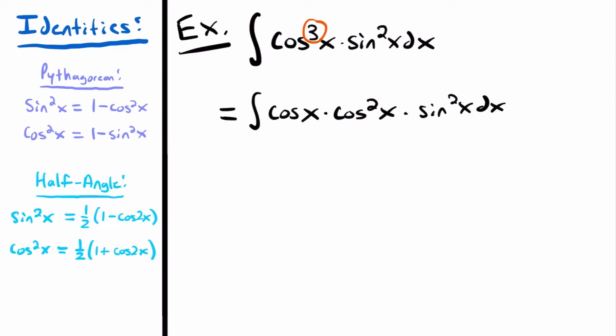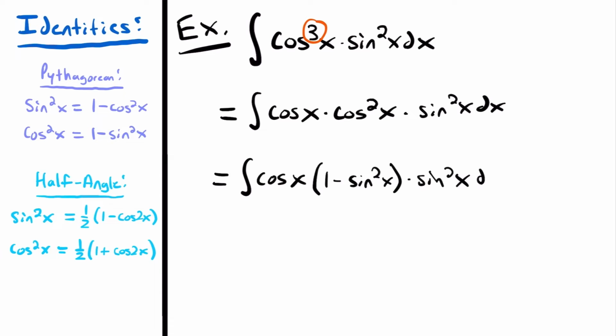Okay, and the reason we do that is because now we have cosine squared x, which we can rewrite using one of our identities. Specifically, we're going to use the Pythagorean identity for cosine squared x. Right, when you split an odd power, you're going to then want to use a Pythagorean identity to rewrite your integral. And so if we write cosine squared x with 1 minus sine squared x, our integral will look like this. We'll have that this is equal to the integral of cosine x times 1 minus sine squared x times sine squared x times dx.